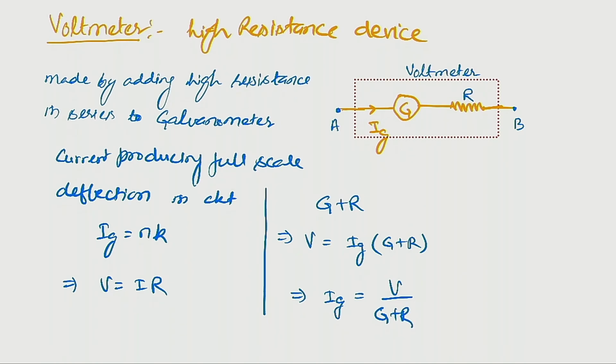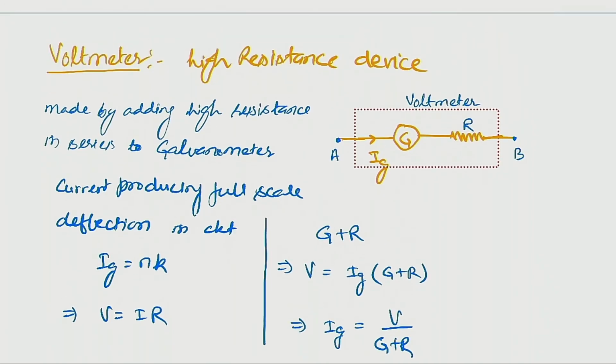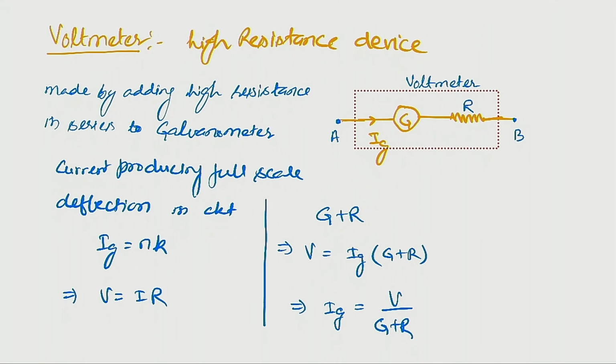The value of R is kept very high so that the least current flows through the galvanometer. Why am I saying this? Because this is the device connected to measure the potential difference, and it is always connected in parallel to the device across which we are going to measure the potential difference.